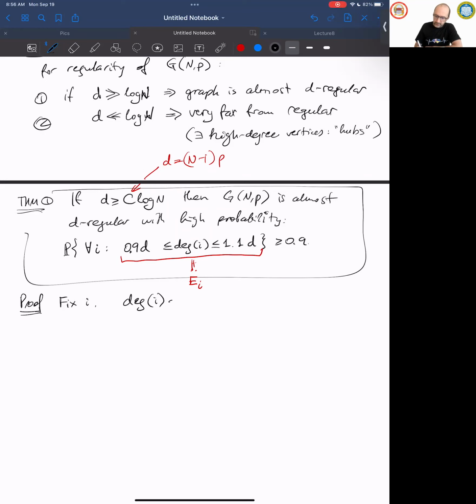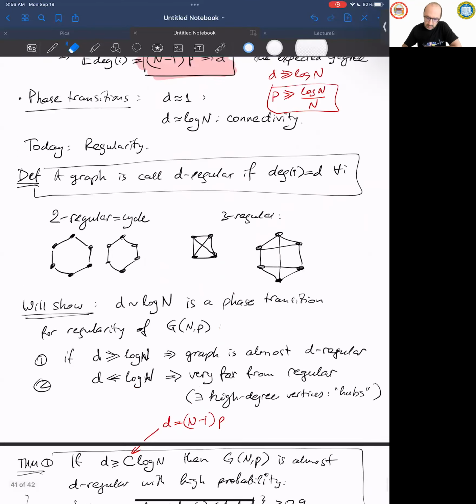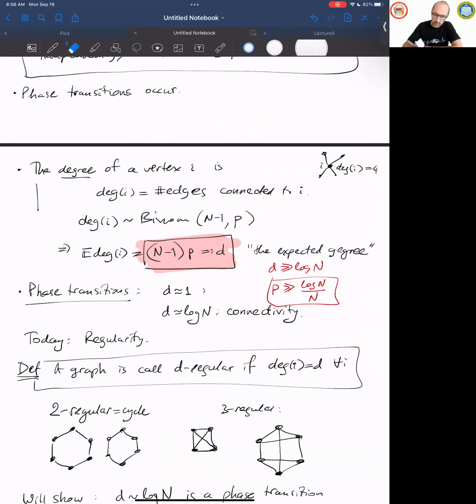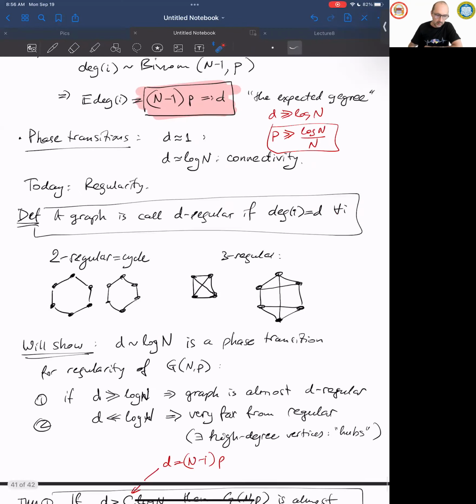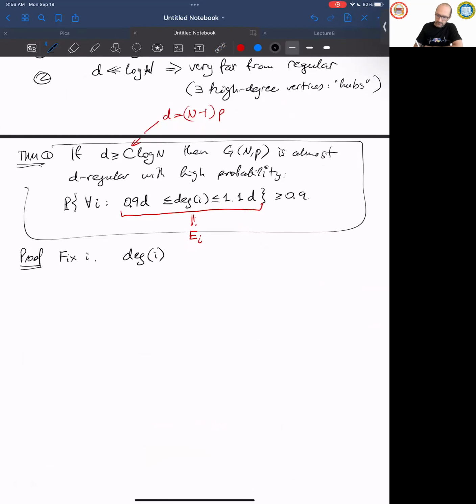Well, we know that the degree is a binomial random variable with average... what is it? Now let me scroll up. It's binomial with n-1 and p. So let me just write that this is a binomial with mean, with expectation d.